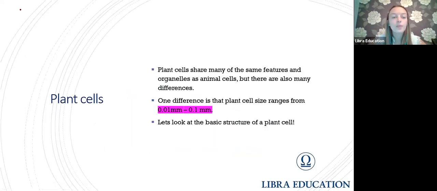So now we'll be moving on to plant cells. Plant cells have so many similarities and share many features and organelles with animal cells. However, there are also many differences, so we'll definitely discuss that today. One key difference is that a plant cell size ranges from 0.01 millimeters to 0.1 millimeters. So hopefully you can remember how that differs to the size range of an animal cell. Now we're going to look at the basic structure of a plant cell.